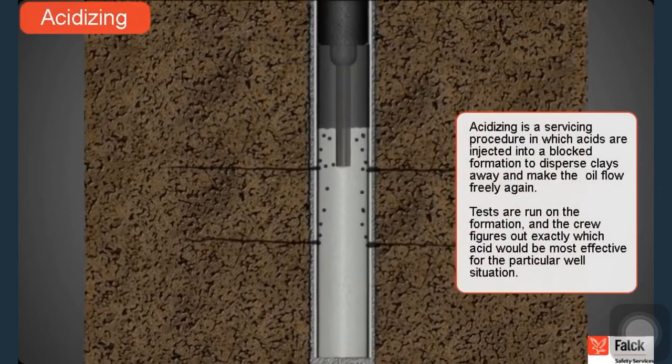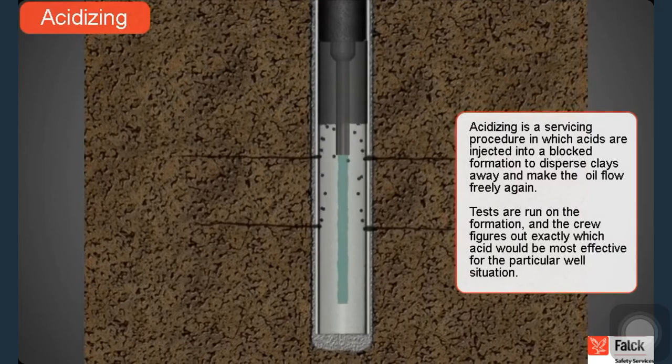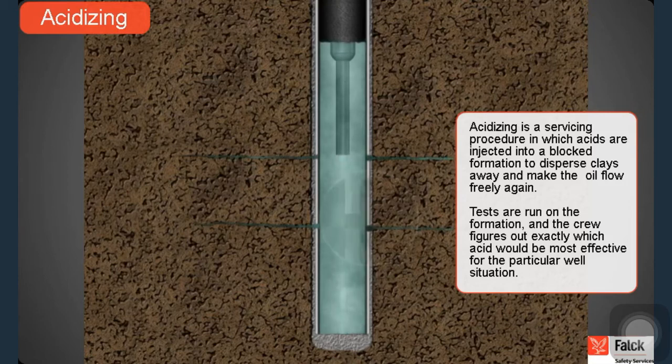Acidizing is a servicing procedure in which acids are injected into a blocked formation to disperse clays away and make the oil flow freely again. Tests are run on the formation, and the crew figures out exactly which acid would be most effective for the particular well situation.